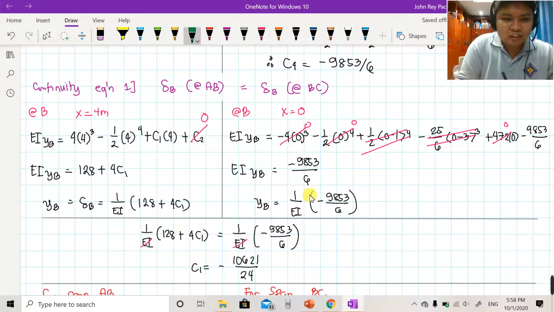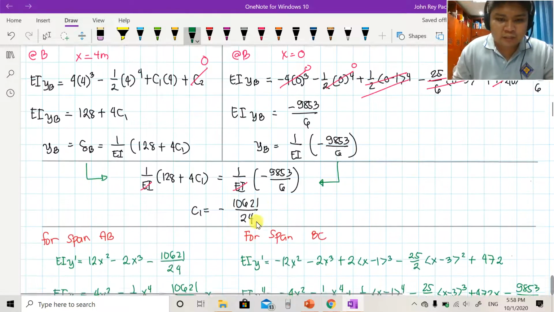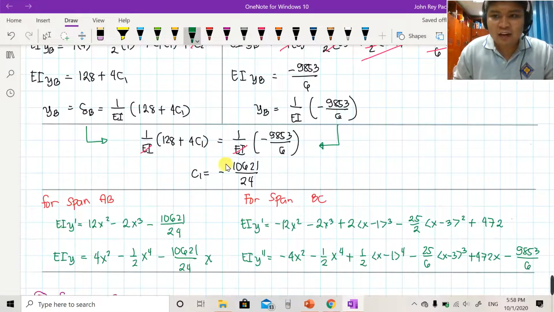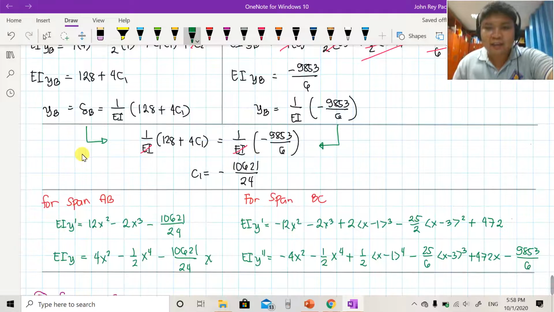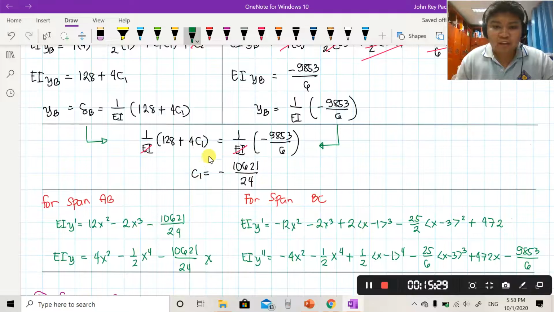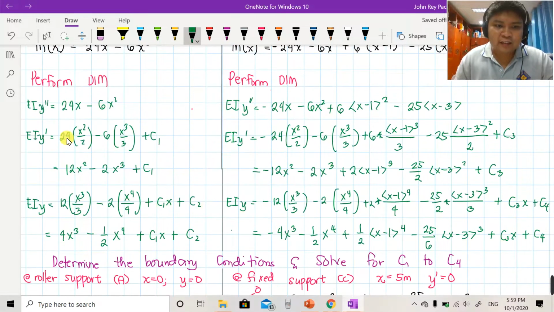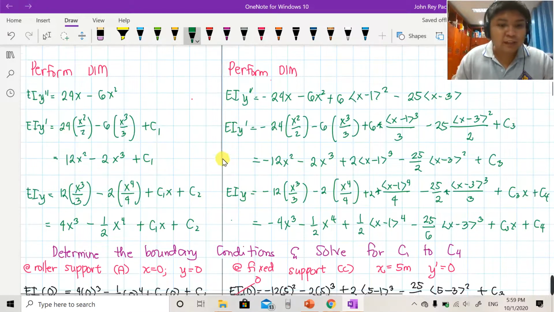So, after nyo class ma-establish yan, ang next step is i-equate lang naman natin sila. Okay? Pag inequate nyo, ang mangyayari, maka-cancel out si EI. And therefore, mahanap na natin yung value ng C1 which is negative 10,621 over 24. Okay, so sa wakas, nahanap na natin yung C1 to C4. So, pwede nyo na class i-substitute dito sa ating EIy prime and EIy, both in AB saka ni BC.